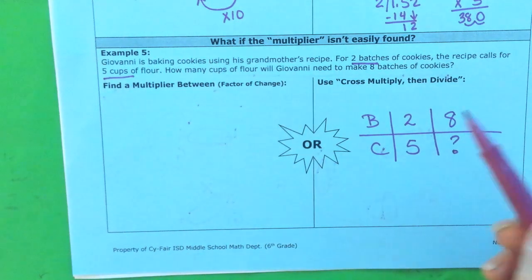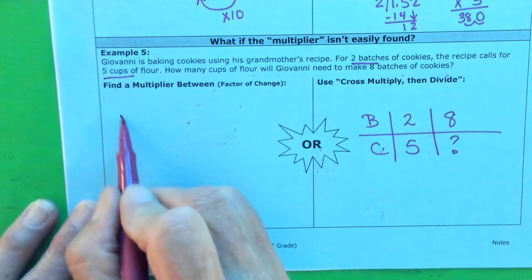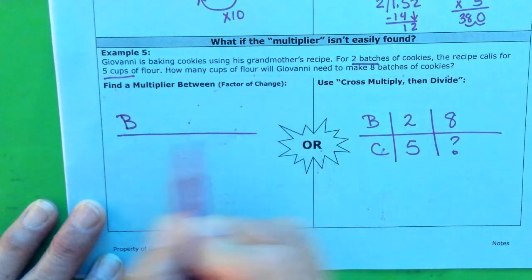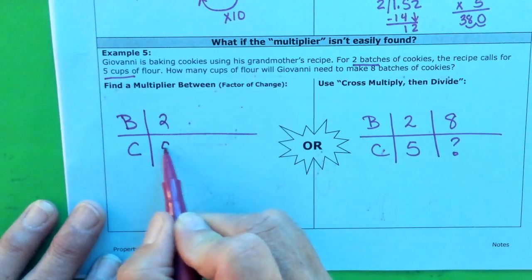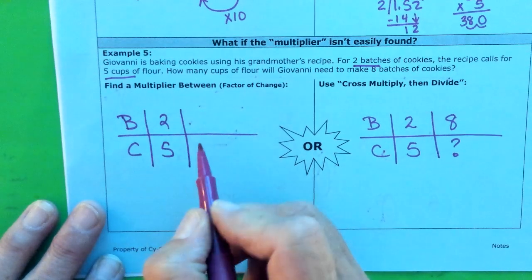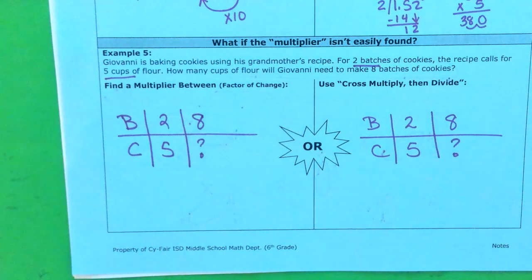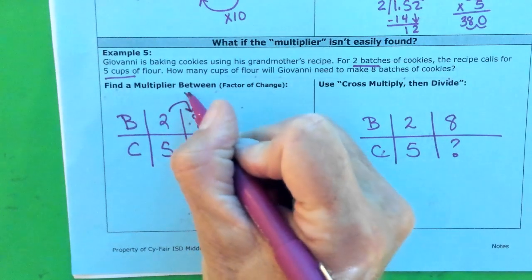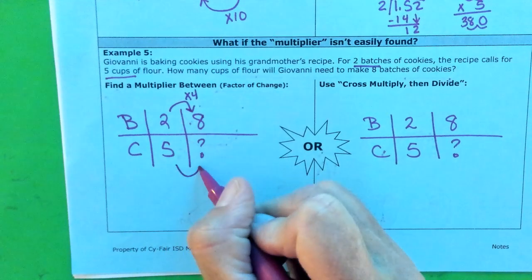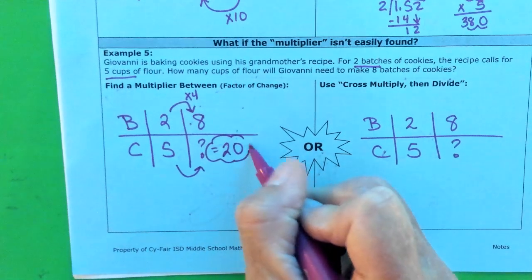Now, I see the multiplier to get from 2 to 8. That is easy. Let me come over here and build my best friend table again. Batches to cups. 2 batches needs 5 cups of flour. How many cups of flour will 8 batches need? So the multiplier between is a times 4. So 5 times 4, well, that gives us 20. And that's our answer there.